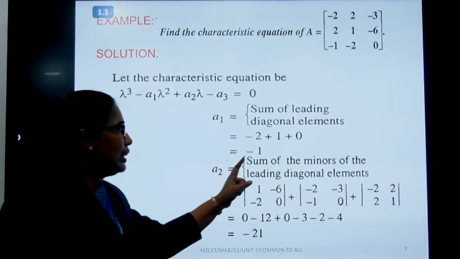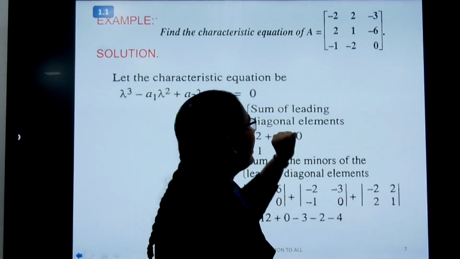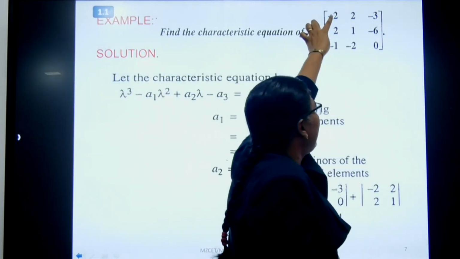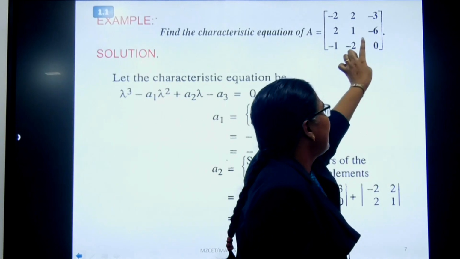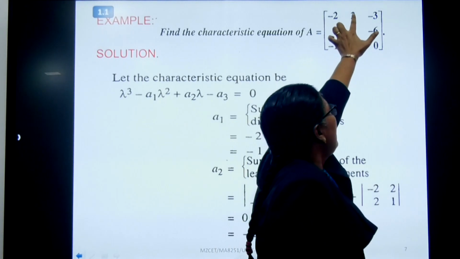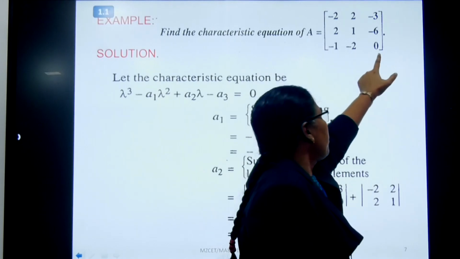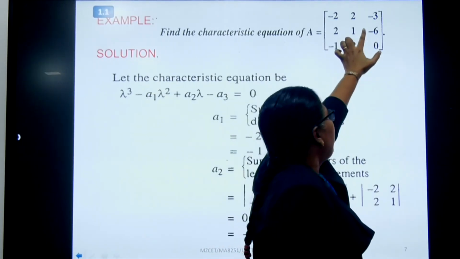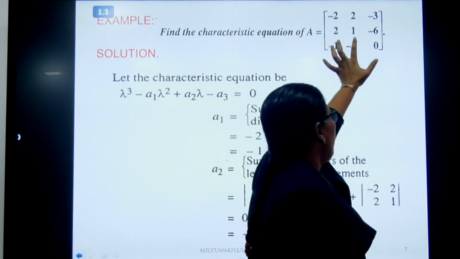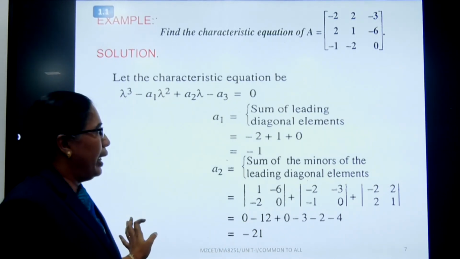And A2 is nothing but the sum of the minors of the leading diagonal elements. So first we see this is our a11 element. We omit this row and this column, we get 1, minus 6, minus 2, 0. And the second one, the diagonal is 1. So we will omit the corresponding row and the column, we get minus 2, minus 3, minus 1, 0. And the third one, this element, we omit the corresponding row and the column, we get minus 2, 2, 2, 1. So now I am expanding these determinants. My A2 is nothing but minus 21.